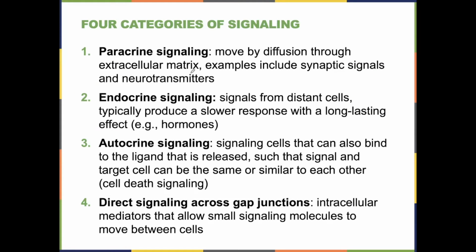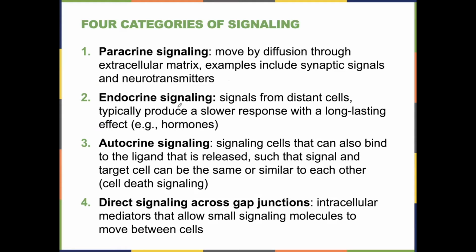First, we have what is known as paracrine signaling. So in paracrine signaling, the cells must be fairly close together, and in fact, they must be in contact with the same extracellular matrix. In paracrine signaling, one cell releases a molecule into the extracellular matrix that then diffuses to another cell that receives that message.